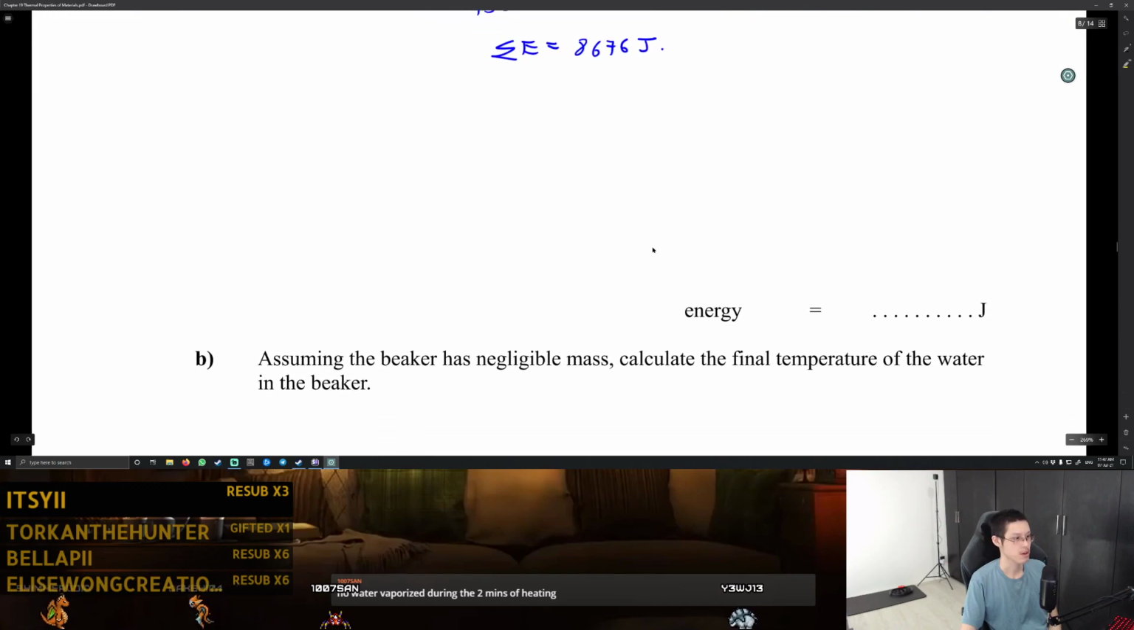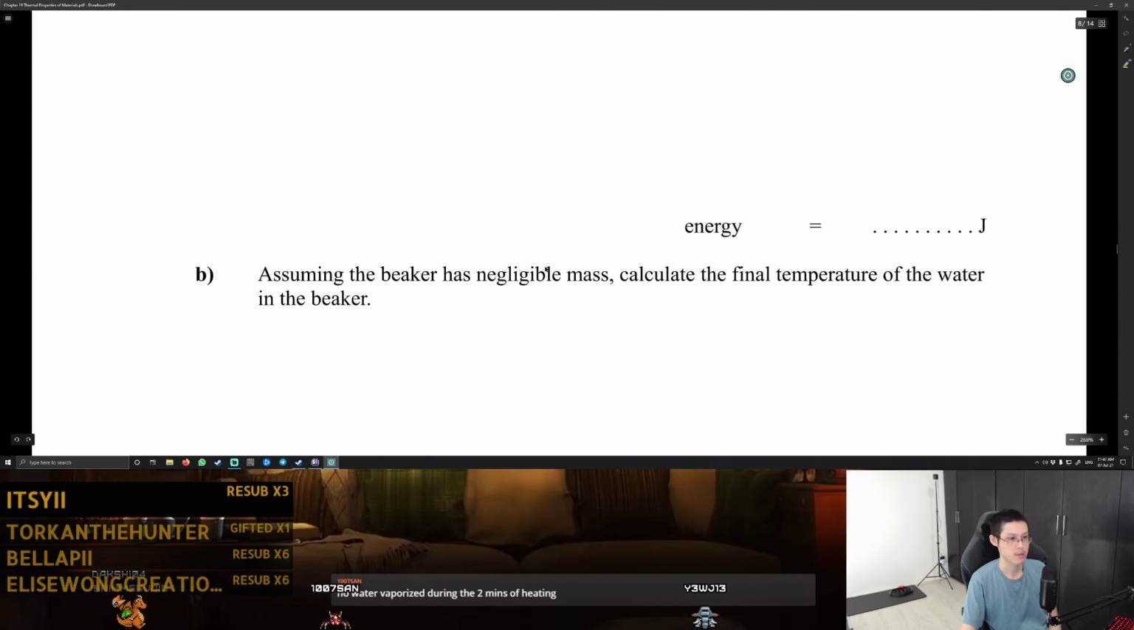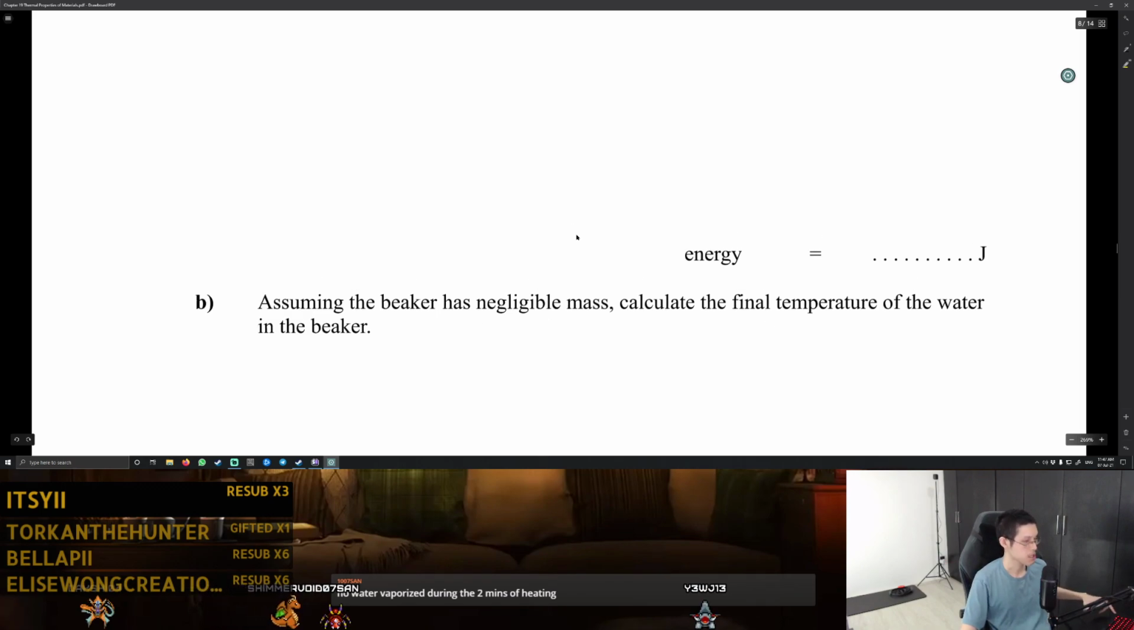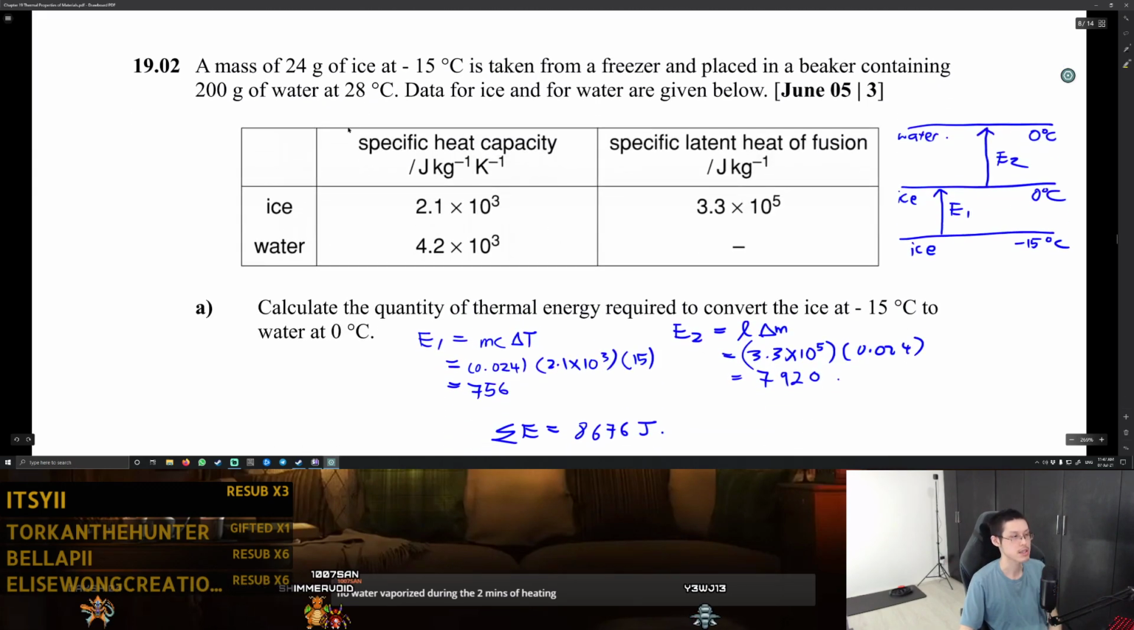Okay, anyway, we're gonna continue. Assuming that the beaker has negligible mass, calculate the final temperature of the water in the beaker. Okay, so this one is a bit tricky because if you look at the question, it says you're putting some ice in some water, which means they are going to mix, right?